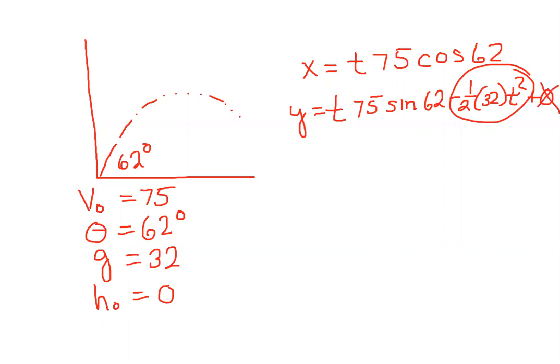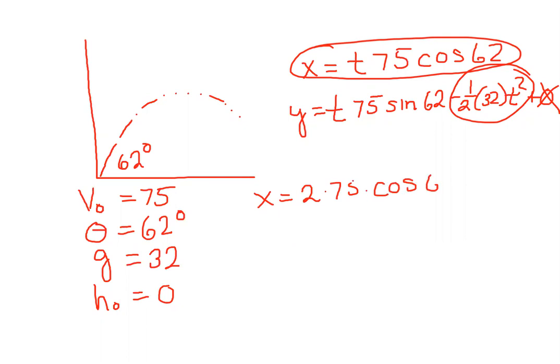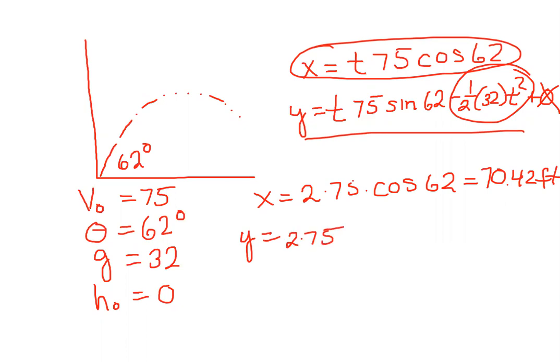So to find the horizontal distance that the ball has traveled in 2 seconds, we're just going to use our horizontal equation right there and substitute in 2 and put all of this in your calculator, and you're going to get 70.42 feet. And if you want the vertical distance, you're just going to take this one and substitute in 2 and put that all in your calculator, and you'll get 68.44 feet.